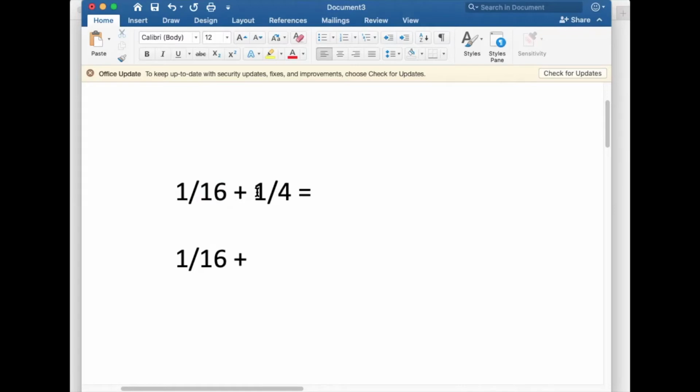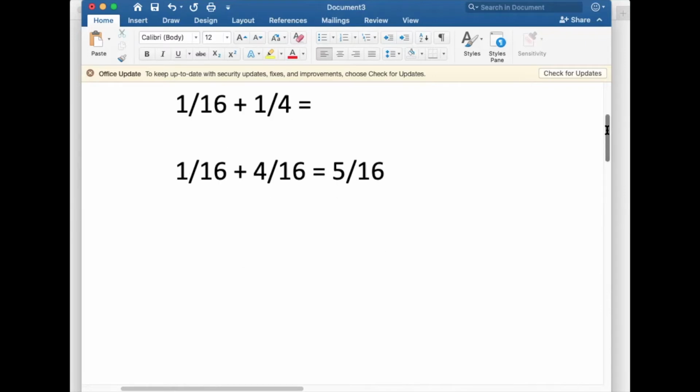You do the same to the top: 1 times 4, so 4/16. And now you can just add straight across. 4 plus 1 is 5, and then we just keep the denominator. So 5/16. Now the top number is odd, so for the most part, that tells us it's not divisible by 2, so it's not reducible. Any questions with that? Finding the common denominator. Let's try another one.